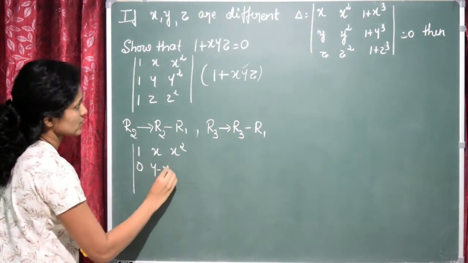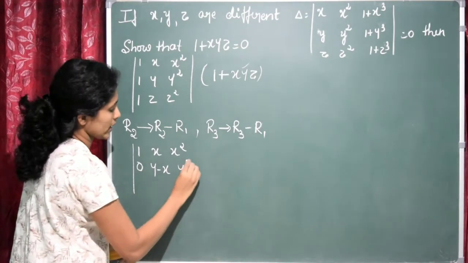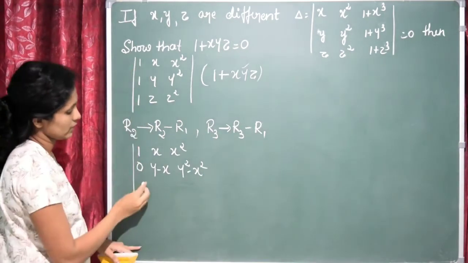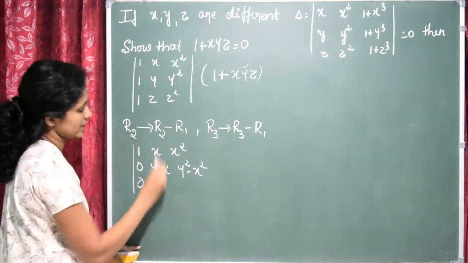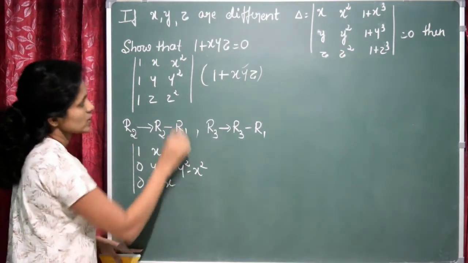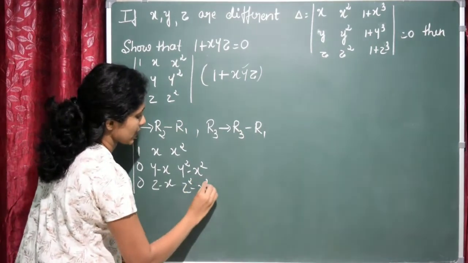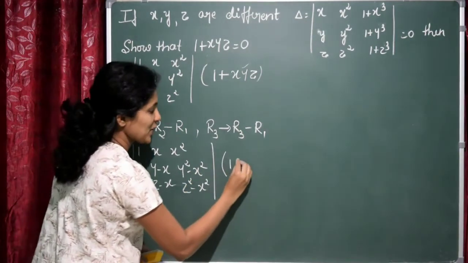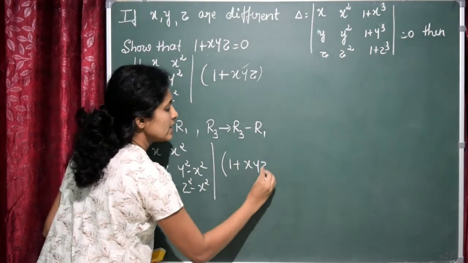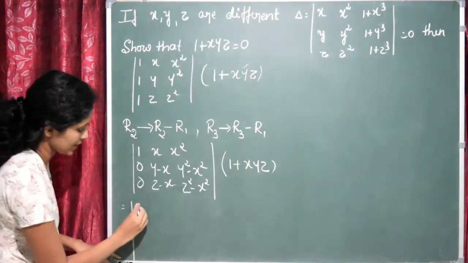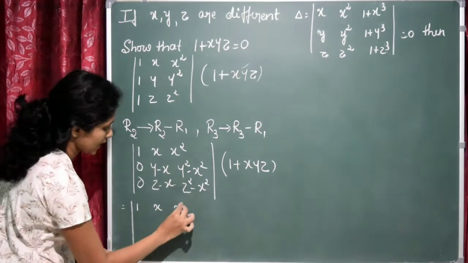Y minus x, so this will be now y square minus x square. After this, 1 minus 1 will be 0, z minus x, I hope you are getting. So this is z square minus x square, z square minus x square into the remaining 1 plus xyz. Is it clear? So this is equal to the first row as it is, that is 1, x and x square.